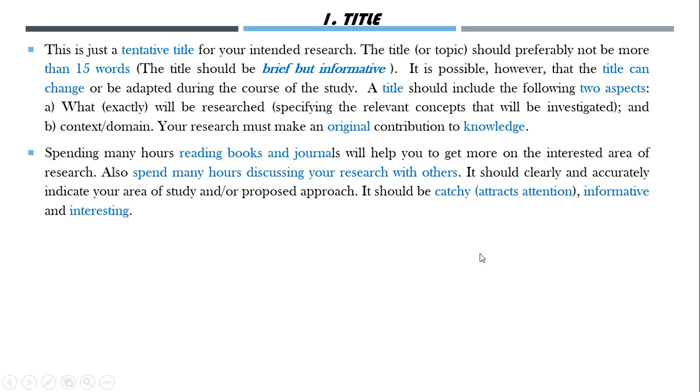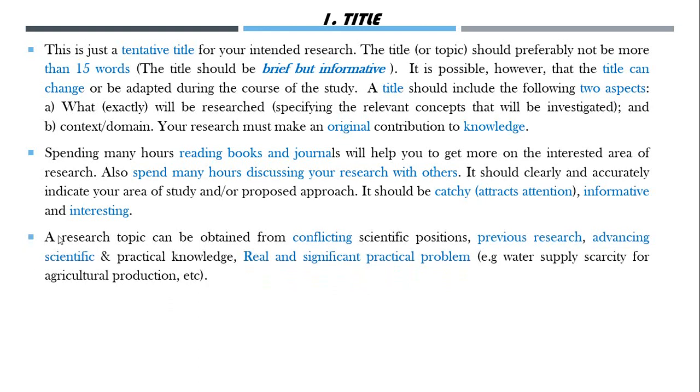And remember that the title and the research work you are proposing should be catchy. It should attract the attention of readers and researchers. It should be informative, telling what you want to do, and it should be interesting. So how can you get a research topic? There are different areas where you can find an interesting topic. You can obtain one from conflicting scientific positions, previous research, advancing science or practical knowledge, or a current or recent practical problem, for example in agriculture, like water supply scarcity for agriculture production.